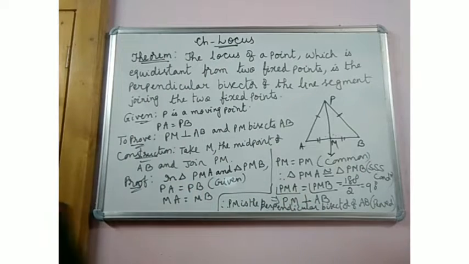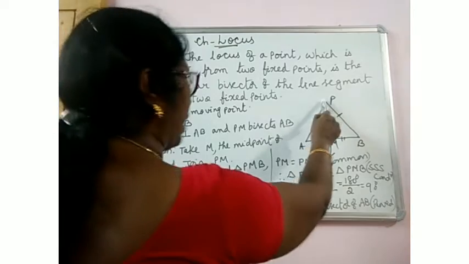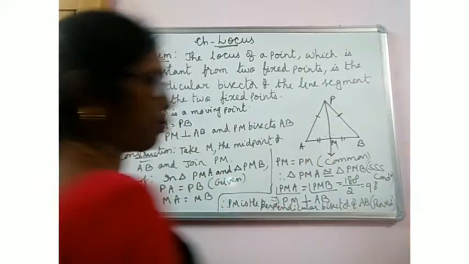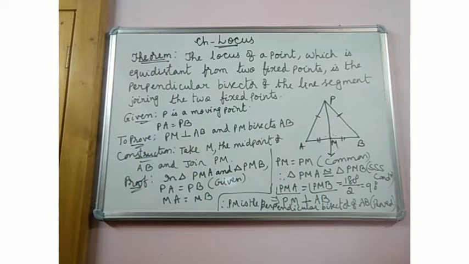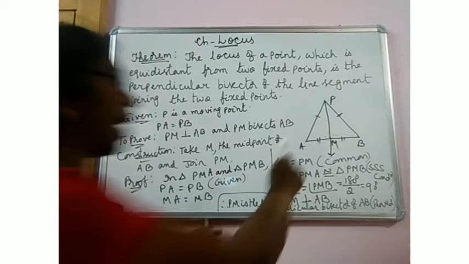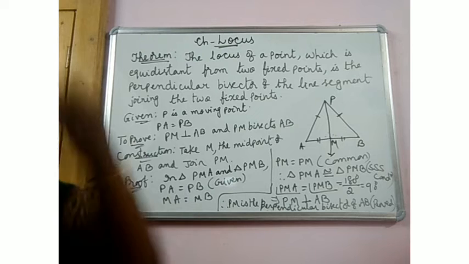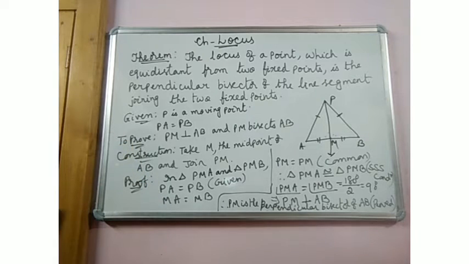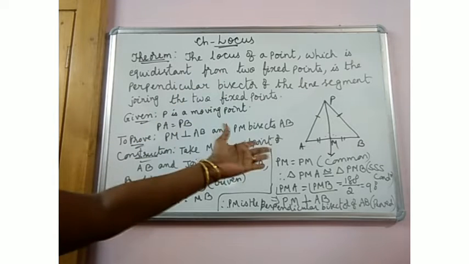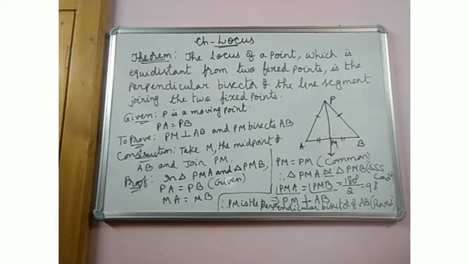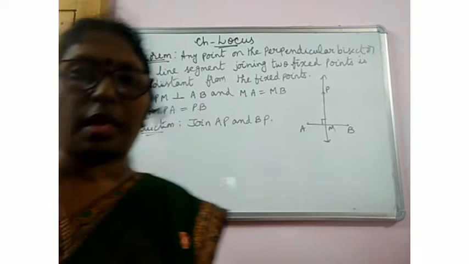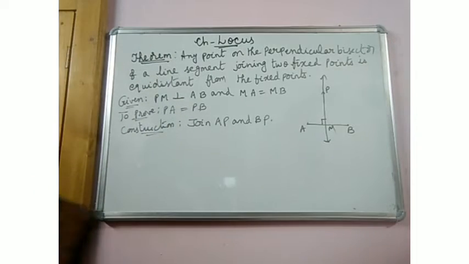Clear? That means the locus of a point P which is equidistant from two fixed points is the perpendicular bisector of the line segment joining the two fixed points. I explained this already when I explained the locus lesson with some examples. That was one example, and today I have explained it in the form of a theorem. Your next theorem is the converse of the previous theorem.